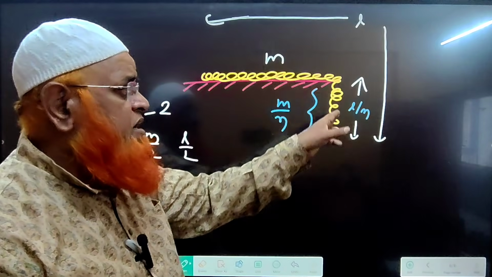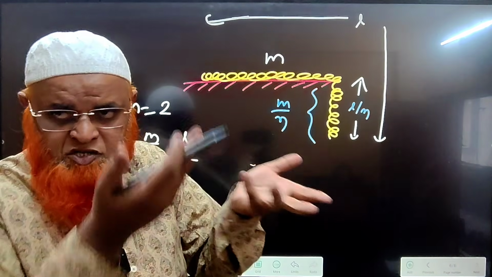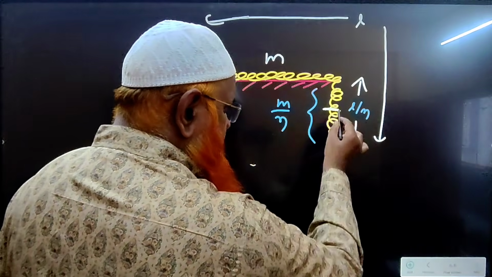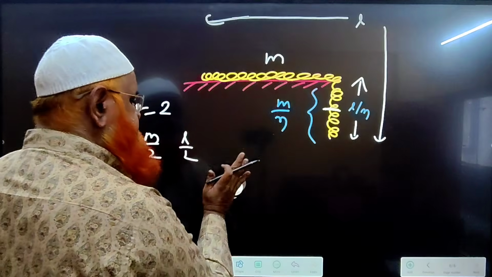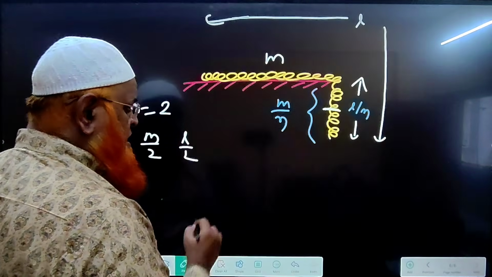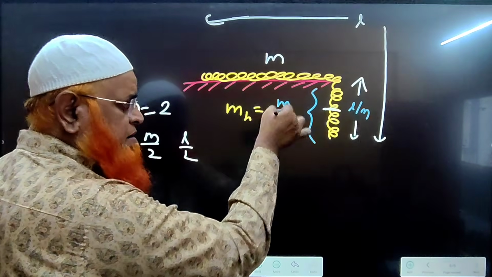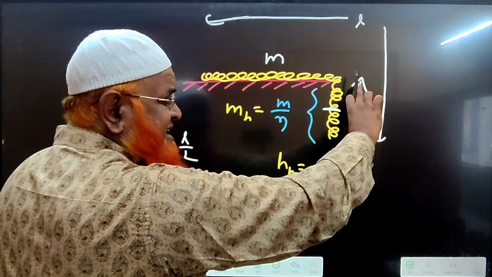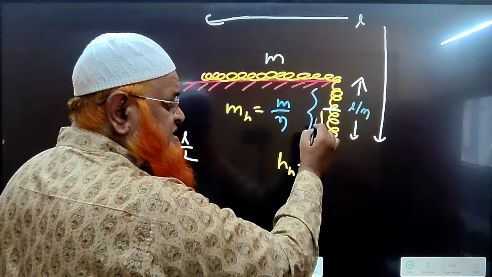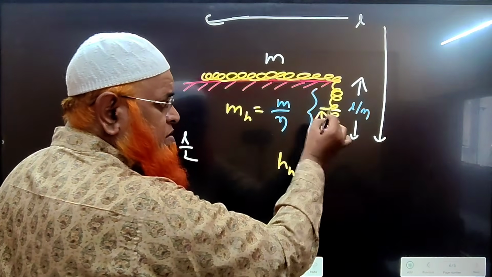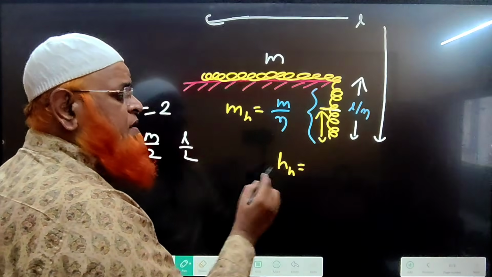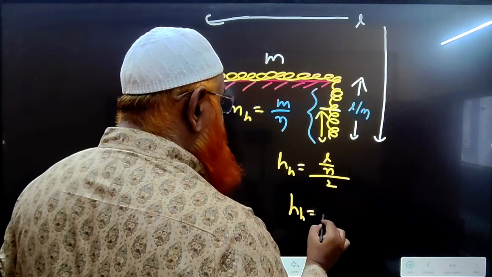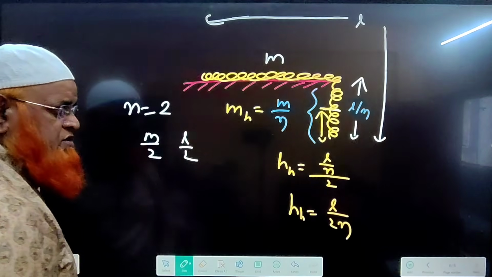But this is a uniformly distributed body. The chain is also a uniformly distributed body. So you have to consider the center of mass of the chain. So what is the mass here? The mass of the hanging chain is m by n. For the height of the hanging chain, you should not consider L by n. You have to consider only half of the chain, because that is going to be the center of mass. So you consider L by n divided by 2, which is taken as the height of the hanging chain, L by 2n. Understood?